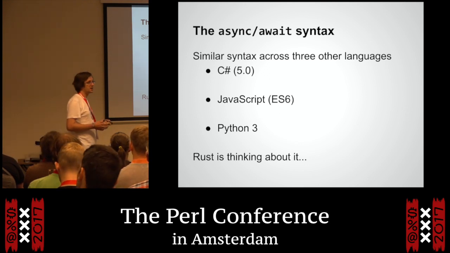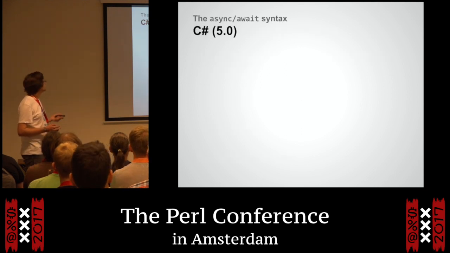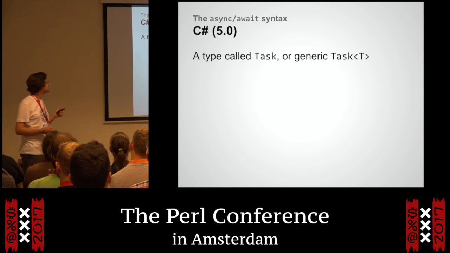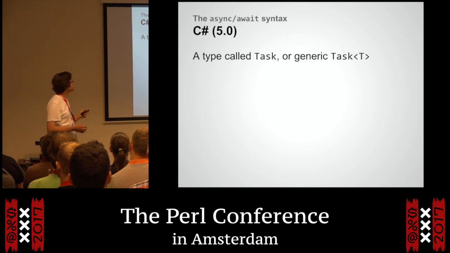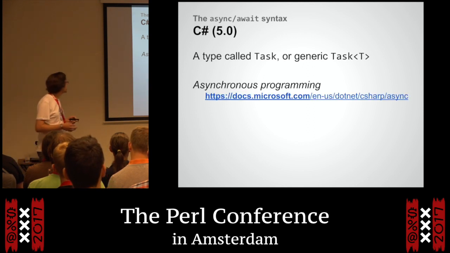And this syntax is looking identical across them. This is a nice idea. So what does it look like? In C# 5, it's a typed language. Everything has a type, and there's a type called Task, and it also exists as a generic form, Task<T>. And what that means is here is a task that is going to return some value of type T.